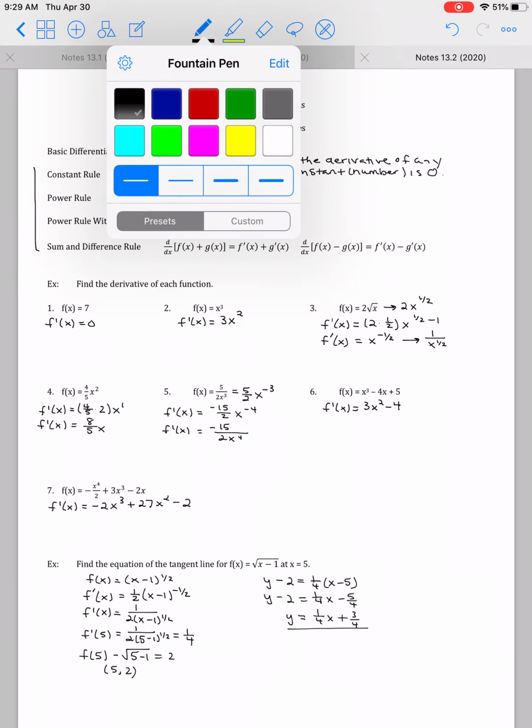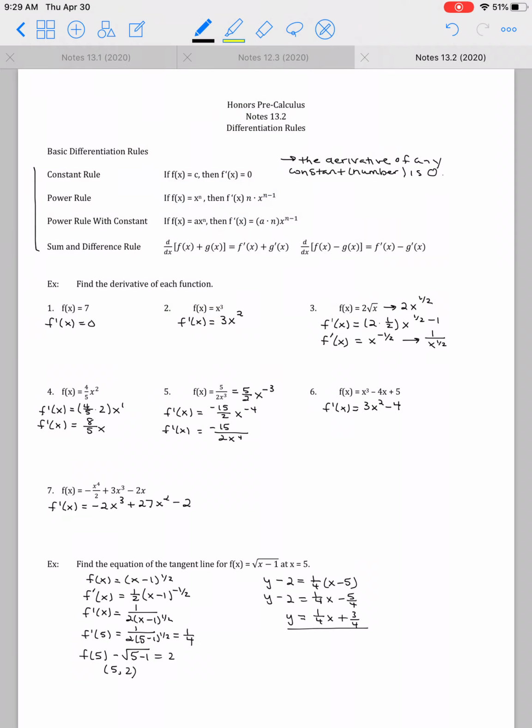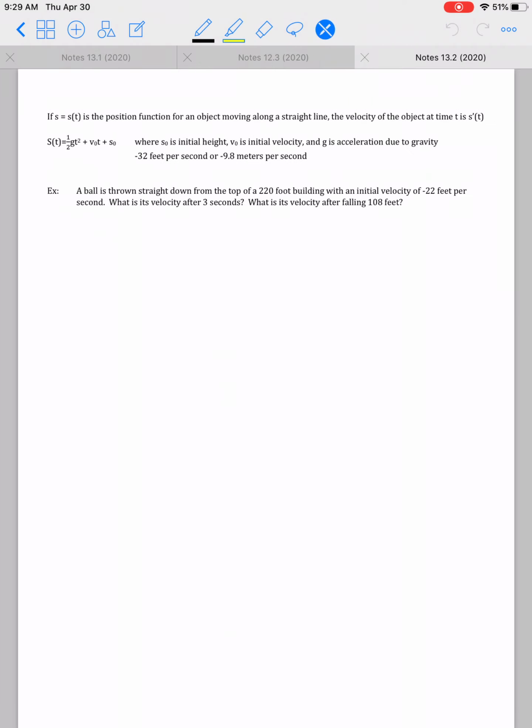Okay, we're going to do one quick application here. We're going to talk about position as we move along. If it's a straight line, it's called rectilinear motion. It could also be moving along a curve. And the velocity is s prime of t, which means the velocity is the rate of change in the position function. And so we're going to take the derivative to get that. So just a couple things that go together.